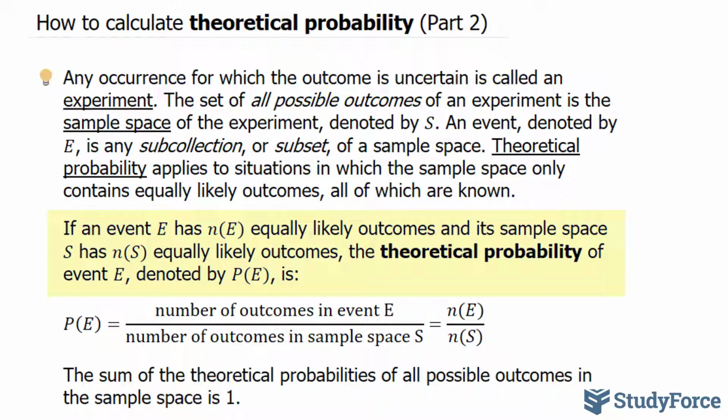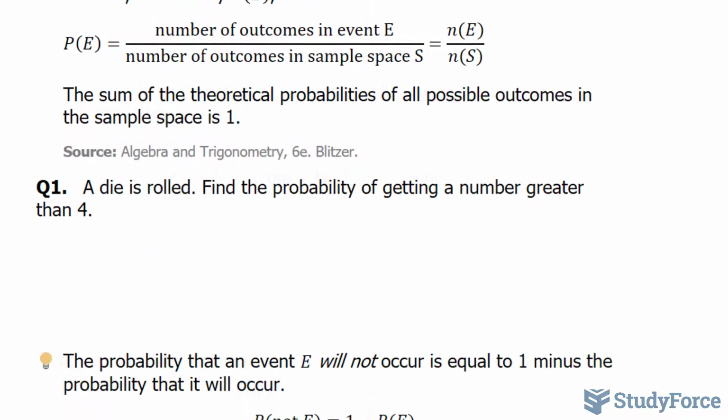If an event E has equally likely outcomes and its sample space S has equally likely outcomes, and notice how they're denoted, the theoretical probability is equal to the number of outcomes in event E over the number of outcomes in sample space S. And one final thing, the sum of the theoretical probabilities of all possible outcomes in a sample space is always equal to 1.